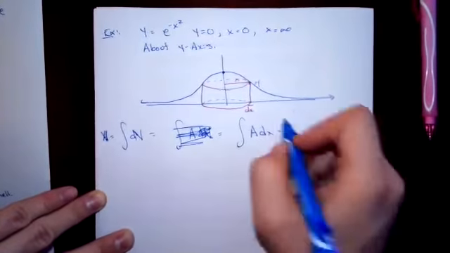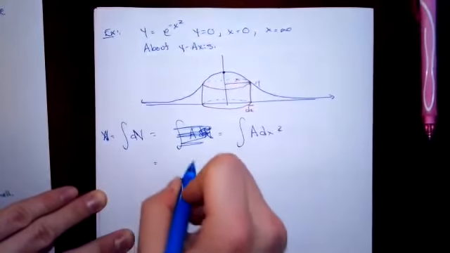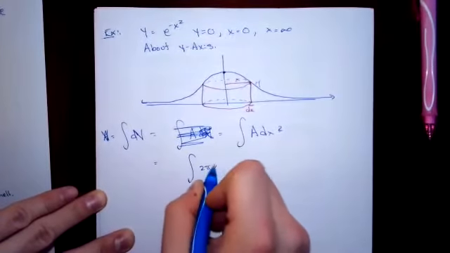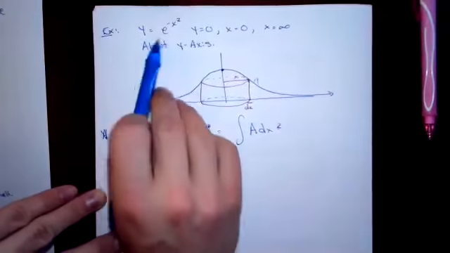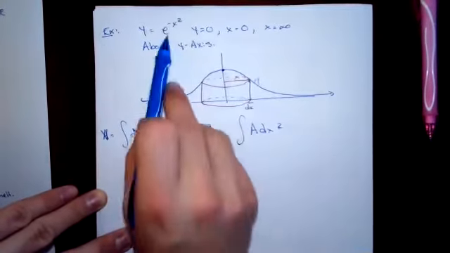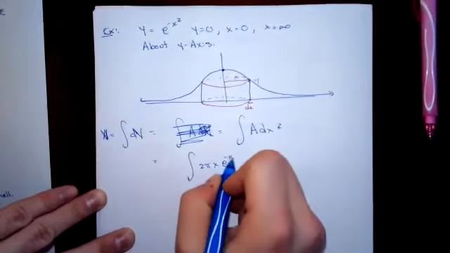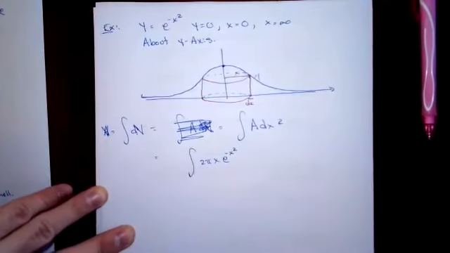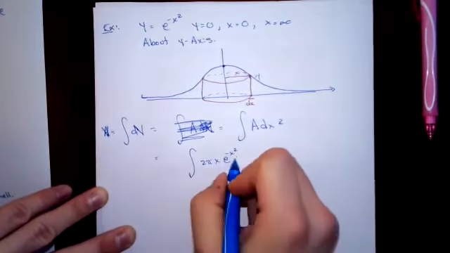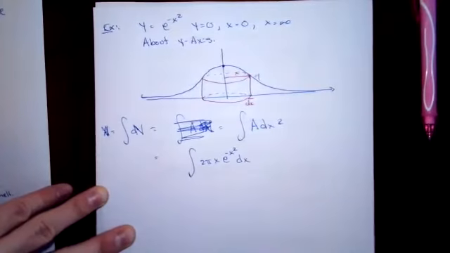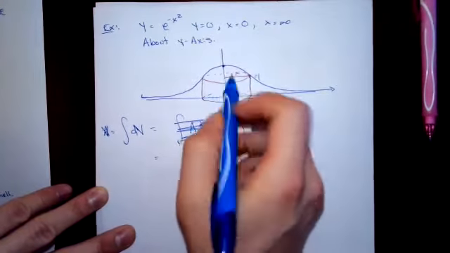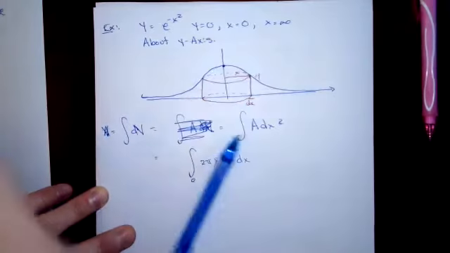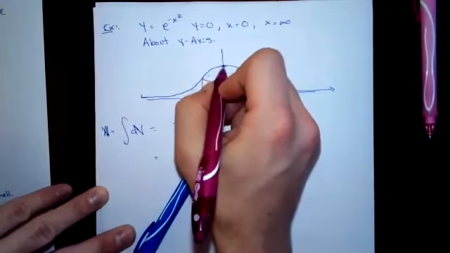And then, well, what is our area? We will have 2 pi, r is x, and then now we need our height. And the height in this case is pretty easy. It's just 0 up to e to the minus x squared. And then we've got our differential dx. And then the radii, smallest shell, is going to be infinitesimally right around 0.